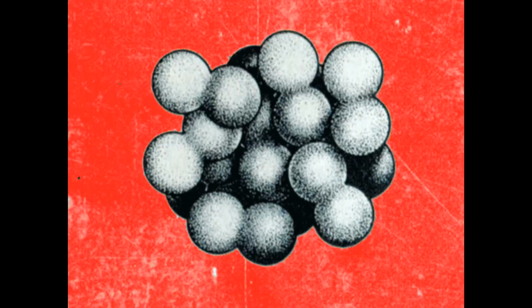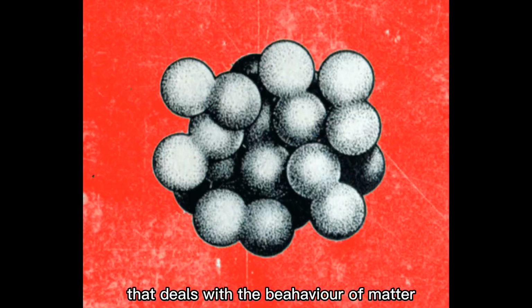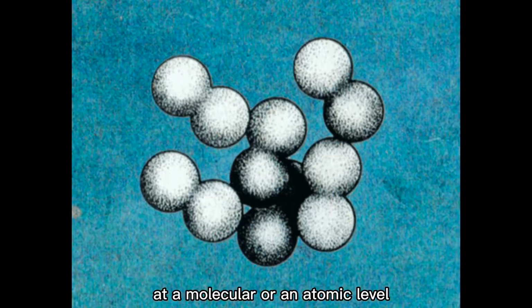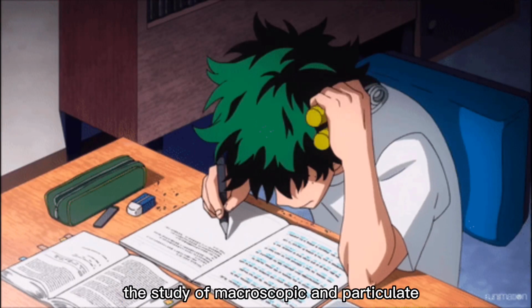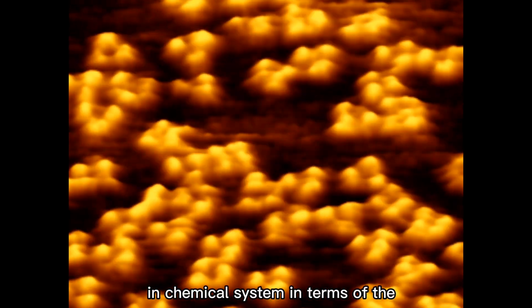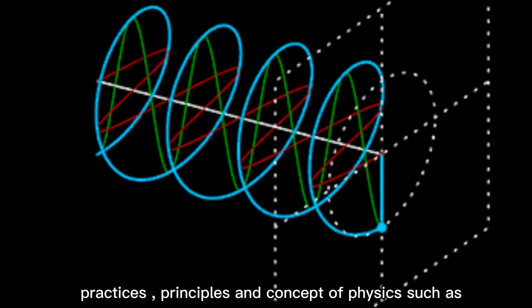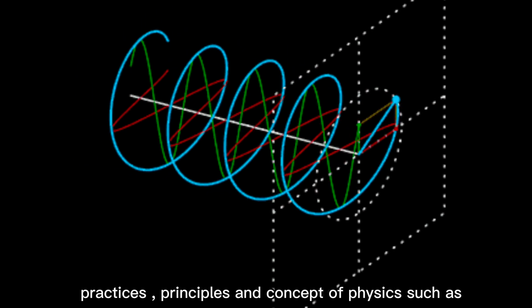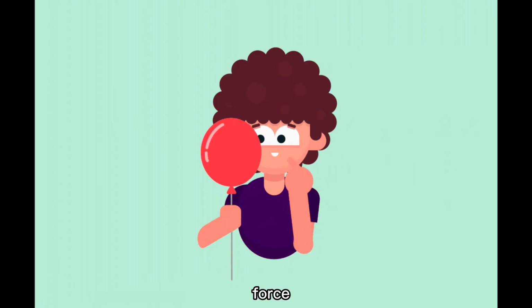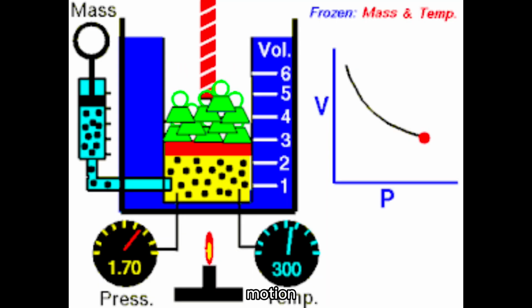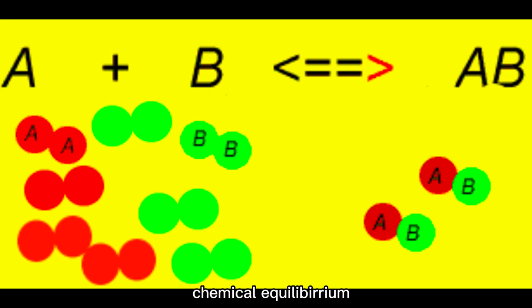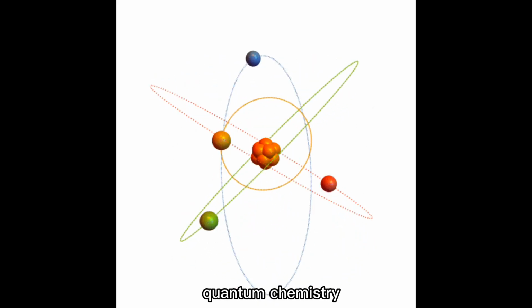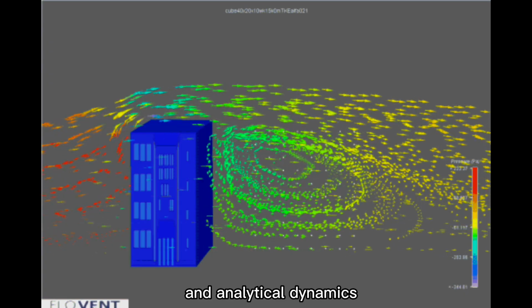It is a branch of chemistry that deals with the behavior of matter at a molecular or an atomic level. It is the study of microscopic and particulate phenomena in chemical systems in terms of the practice, principle, and concept of physics such as force, time, motion, statistical mechanics, thermodynamics, chemical equilibrium, quantum chemistry, and analytical dynamics.